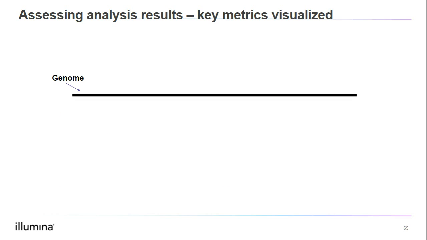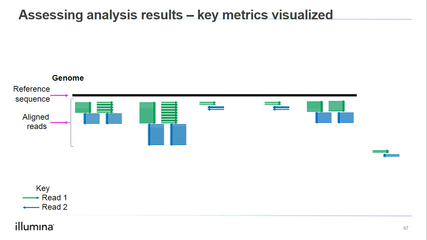Let's quickly visualize what each of these metrics mean. So first, we need a reference genome. The genome will be used as our reference sequence, to which we will align our sequencing data, our reads. Here, I've added reads to our schematic. Aligned reads align to the reference sequence. Unaligned reads do not align to the reference sequence.